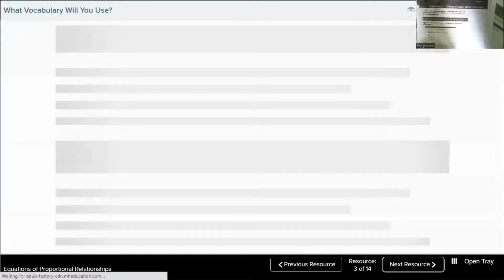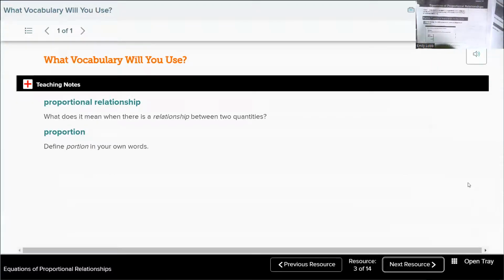Okay. Here's your vocab. I don't know if they wrote anything on there like they usually do. Proportional relationships. So nothing new. What does it mean when there's a relationship between two quantities? How would we determine if they're equal or proportional? We talked about unit rates, right? So if we turn them into the unit rate, they should be equal or equivalent ratios. So proportionality has to do with factors, right? We should be able to multiply one by something to get the other.